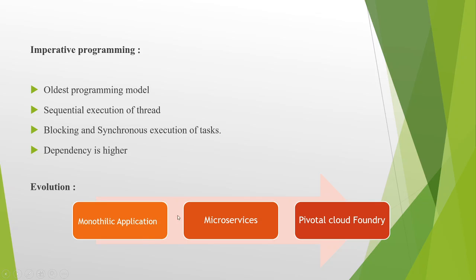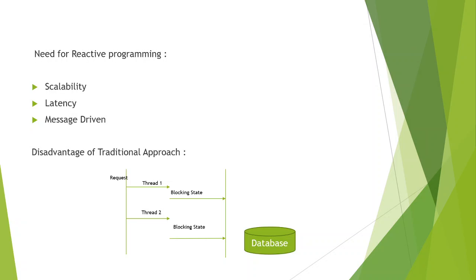So this is the evolution: you had a monolithic application, and then microservices that have been put into Pivotal Cloud Foundry. What is the need for reactive programming? It is scalability, so that my applications can scale up and my transactions per second are higher, and latency, which is nothing but the response time. When I get a request, rather than waiting a long time until the entire API or the entire service finishes its processing, I want my response time to be faster. And it is message driven: for each and every request I send, I receive a message in turn.